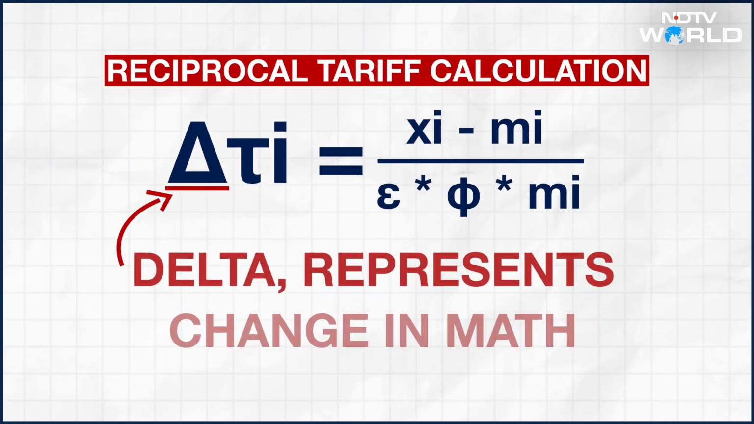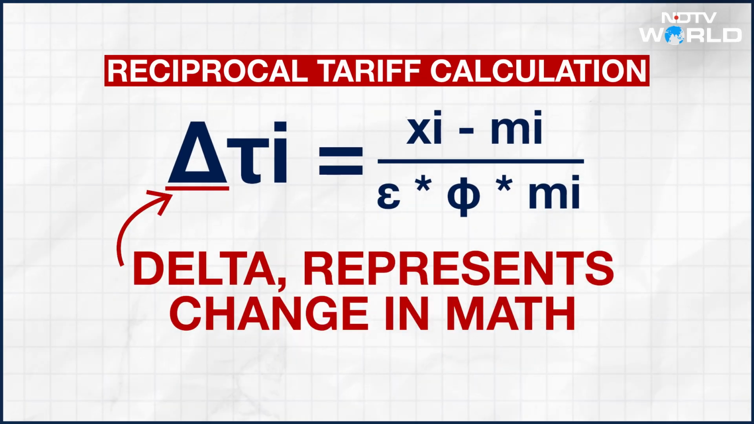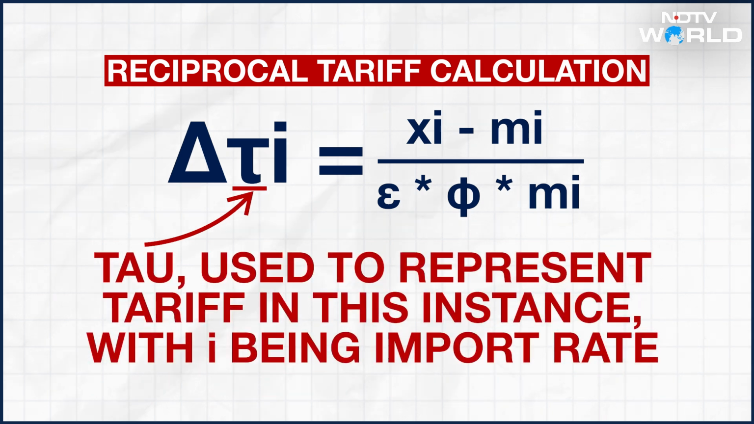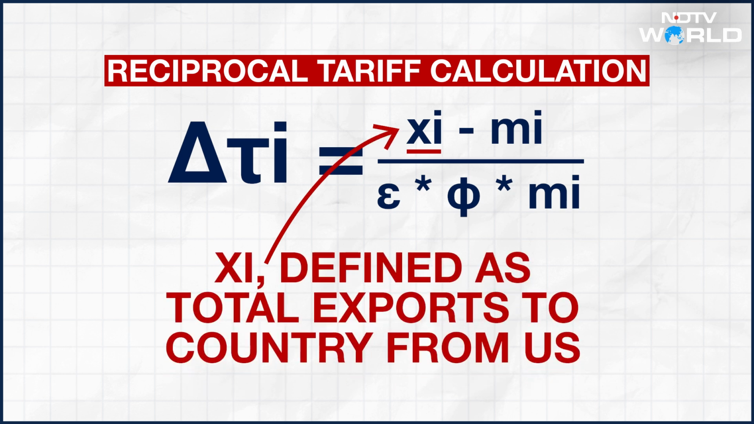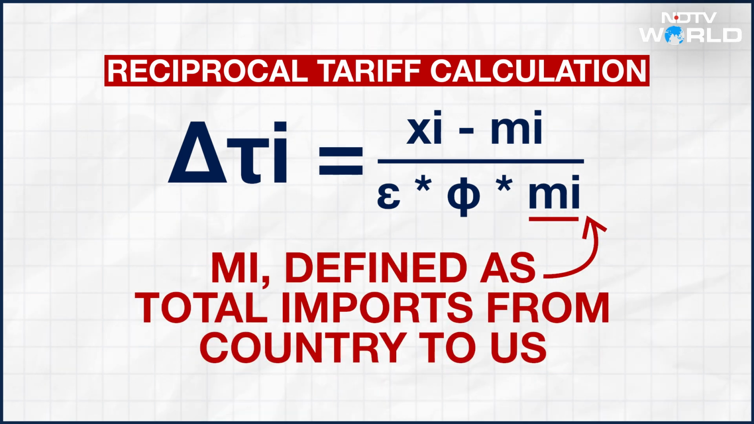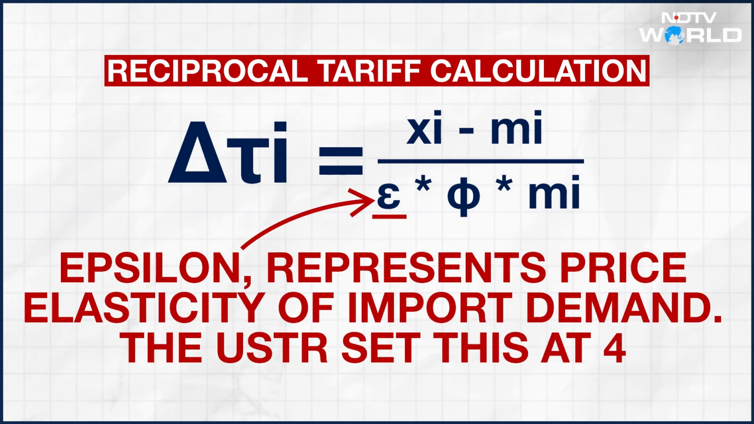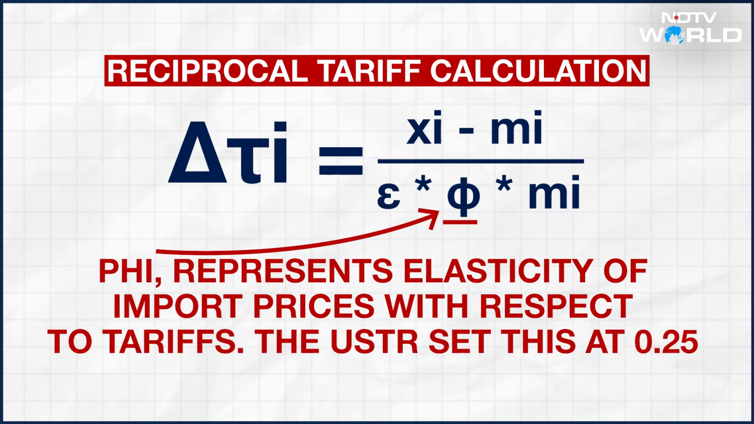According to this formula, delta represents change in math. Tau is used to represent tariff in this instance, with i being the import rate. Xi is defined as total exports to the country from the US. Mi is defined as total imports from the country to the US. Epsilon is used to represent price elasticity of import demand. The USTR set this at 4. Phi is used to represent the elasticity of import prices with respect to tariffs. The USTR set this at 0.25.